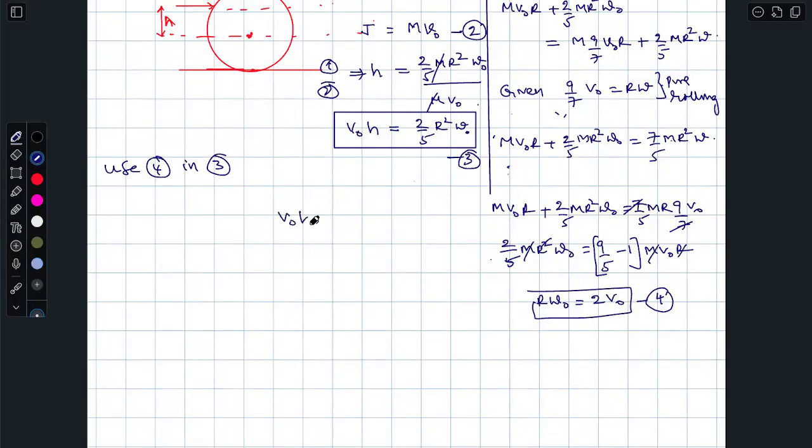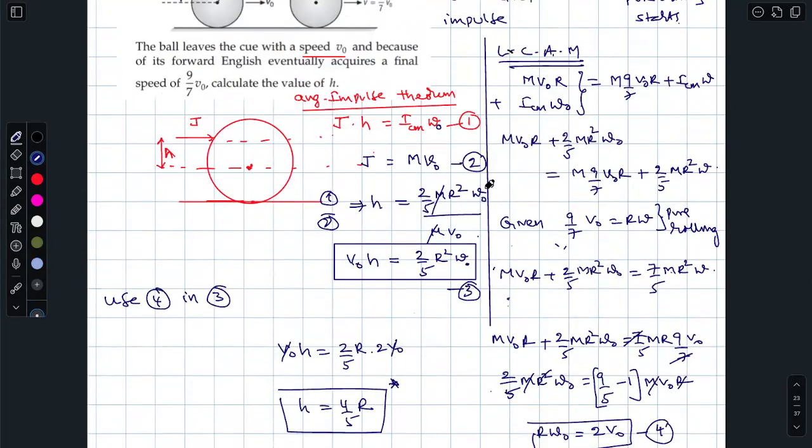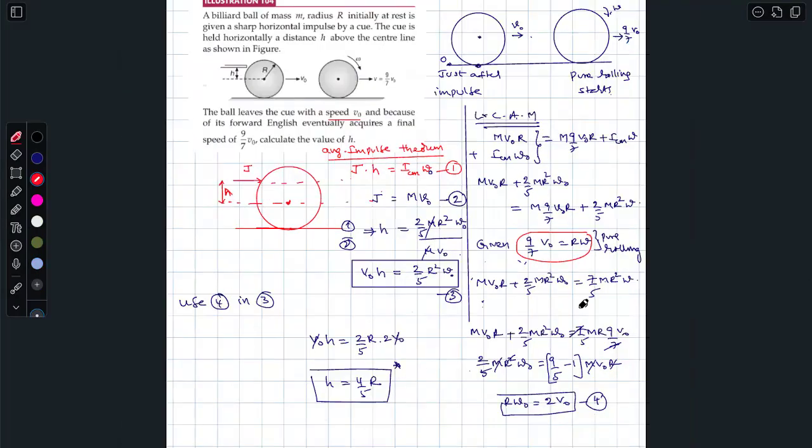So v naught H is 2 by 5 R times R omega naught, which is 2 v naught. v naught cancels. H is equal to 4 by 5 R. Now my answer is absolutely correct. I am repeating where I made the mistake. I made the mistake in this step earlier, not now. Simply, v at that instant is 9 by 7 v naught. v is equal to r omega, correct. Which v? 9 by 7 v naught. Please confirm, are you thorough with these models? Yes or no? Sure?